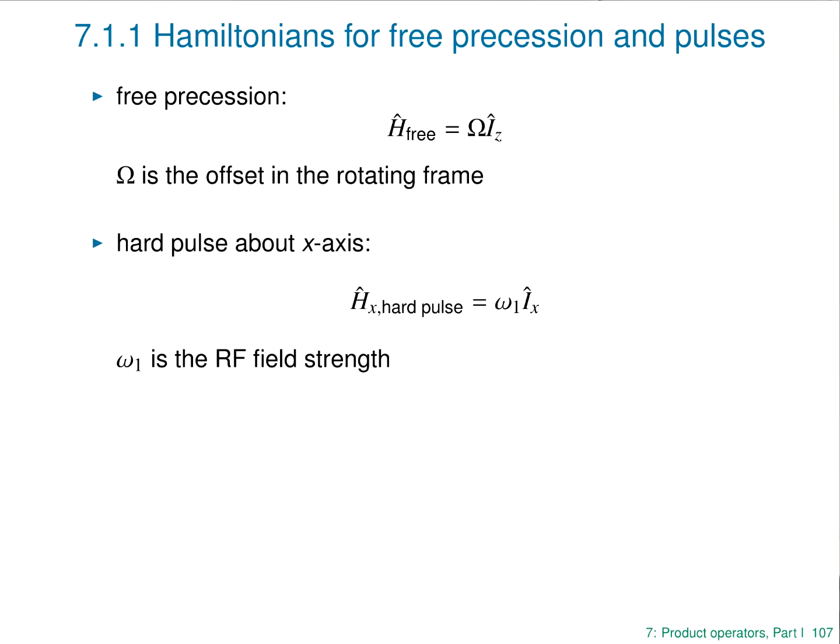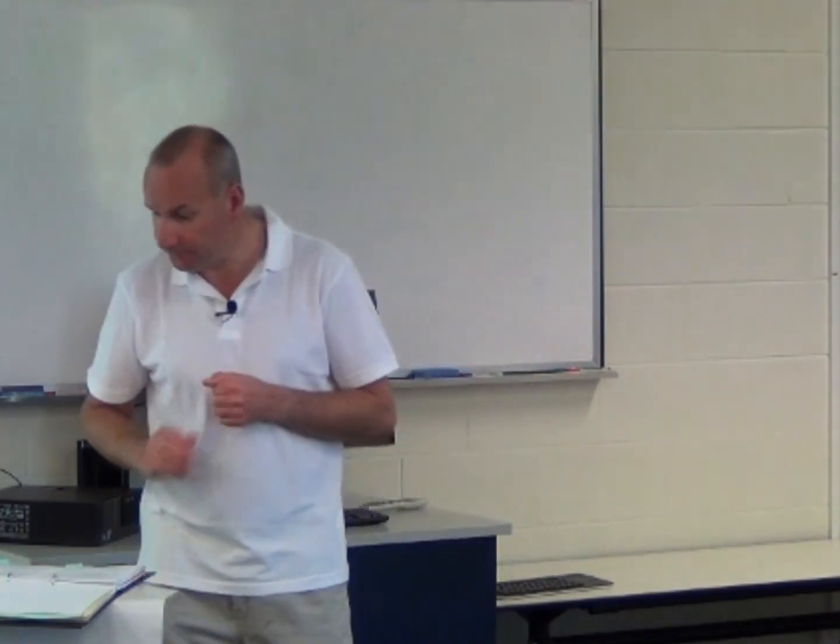If we apply a pulse about the x-axis, and I'm going to assume that all the pulses are hard, remember that means you can assume that to a very good approximation, the field is along x. We don't have to worry about this tilting of the field. Then the Hamiltonian for a hard pulse is little omega 1 times Ix. Right? Little omega 1 is the RF field strength that we talked about in the vector picture. And again, you shouldn't be surprised that it's times Ix, because you remember that a pulse is a field along the x-axis, whereas an offset is due to the field along the z-axis.